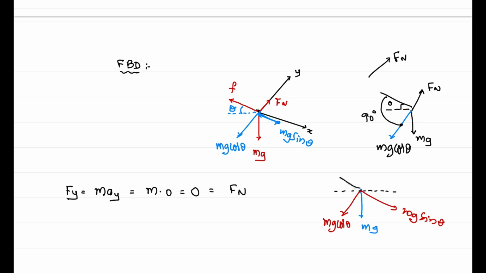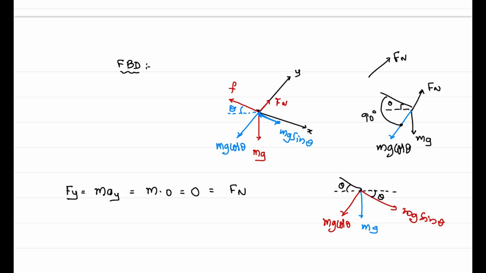This is the angle theta, this is the angle theta. Far away from the theta is mg cos theta, towards the theta is mg sin theta. It is near to the theta, it is far away from the theta. That's all. You can remember this way also. Try to make your own mind map and remember this.